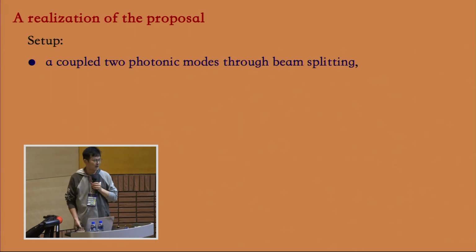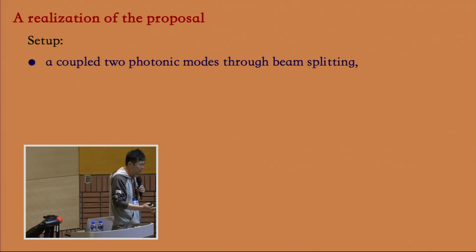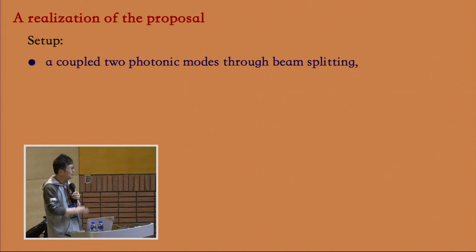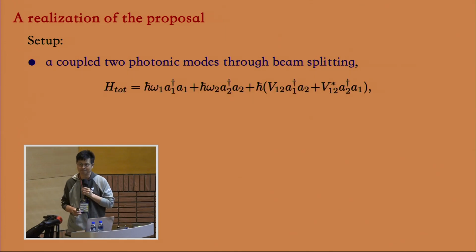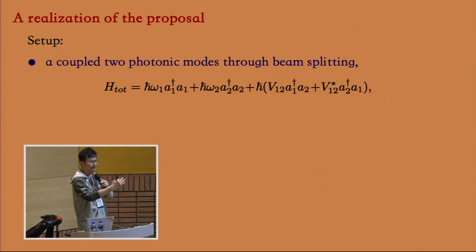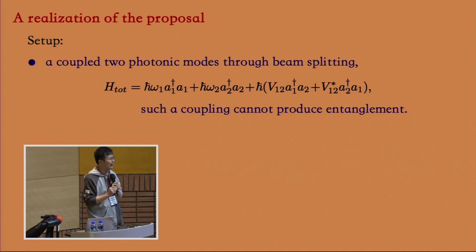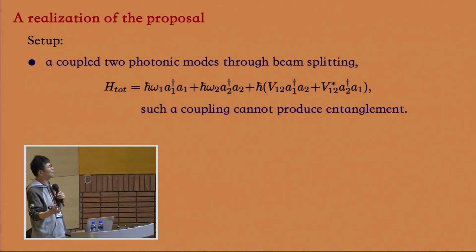Okay, so for a realization of such a proposal, the setup, we study a couple of two photonic modes through a beam splitter. That's a very, very simple system. Probably the simplest system in quantum mechanics that can be easily implemented and realized in experiment. So the Hamiltonian of such a system is simply like this. This is the first mode, this is the second mode, and photons can be exchanged through the beam splitter. It's simple enough, right? As everybody knows, such a Hamiltonian cannot generate entanglement itself.